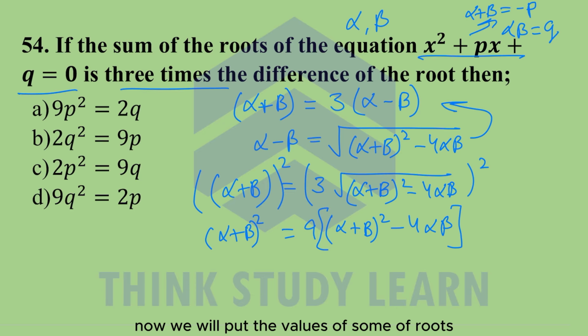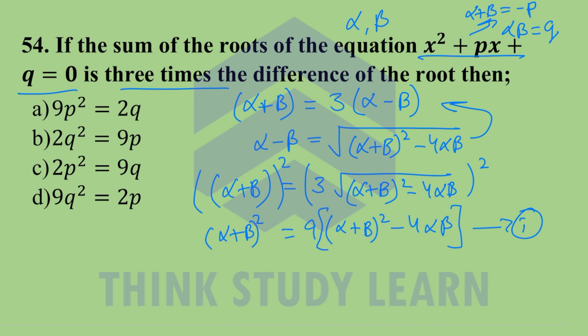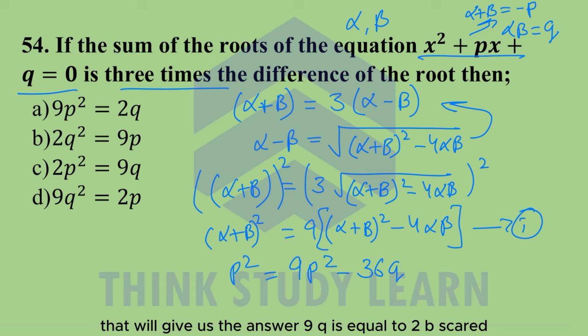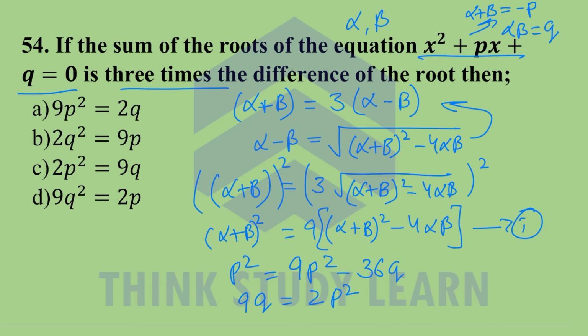Now we will put the values of sum of roots and product of roots in this equation. P square will be equal to 9 p square minus 36 q. That will give us the answer 9q is equal to 2p square. C option is the right answer.